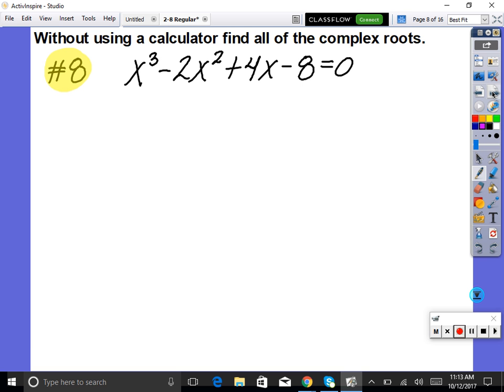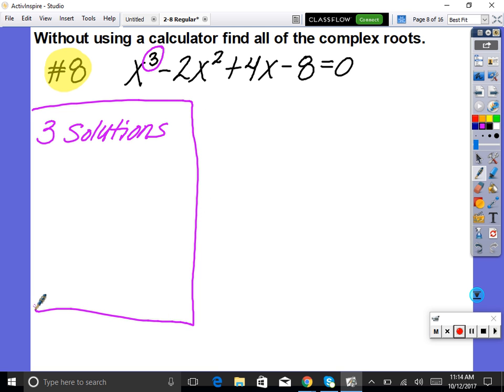It says, without using a calculator, find all of the complex roots. Doesn't that mean just solve me completely? What I mean by without using a calculator, I'll explain in a minute. First of all, what do we know from the fundamental theorem of algebra? We will have 3 solutions. I want you to make a bucket of solutions for all of these. So I'm going to go off to the side, make a little bucket, and then write, I should have 3 solutions.